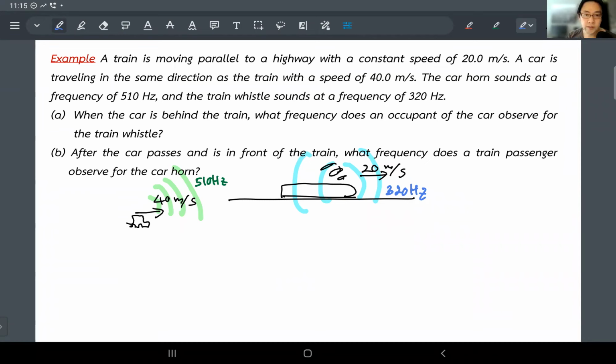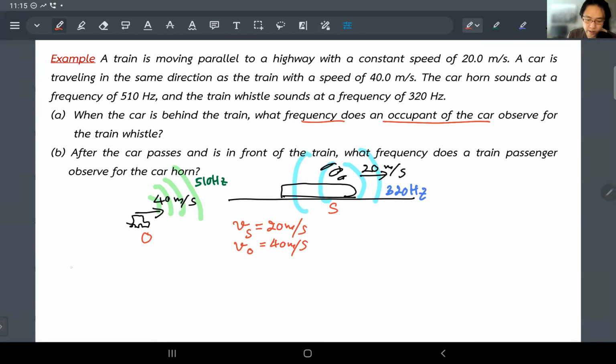You got what I'm trying to get to here? First you have to assign the correct roles, because one is supposed to be the observer, one is supposed to be the source. In this case, they want to know the frequency that the occupants of the car observe. So the observer is here on your left, and the source is the train. So V source is going to be 20 meters per second, and V observer is going to be 40 meters per second. You guys with me? Because now the car is our observer here.